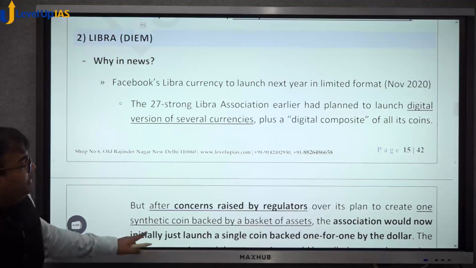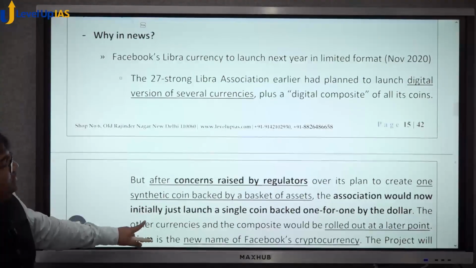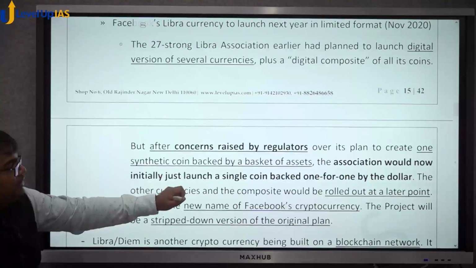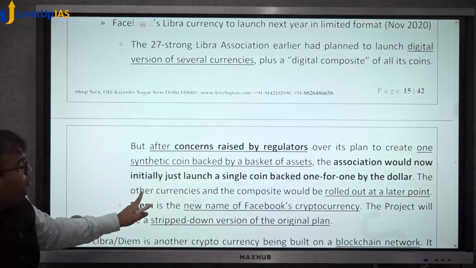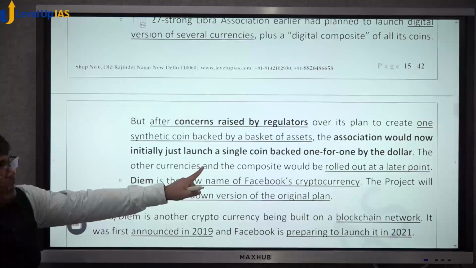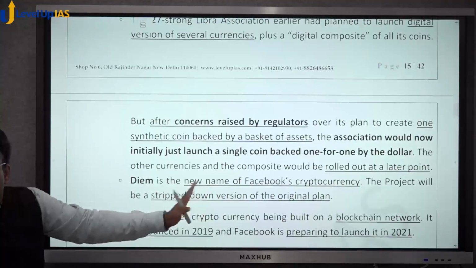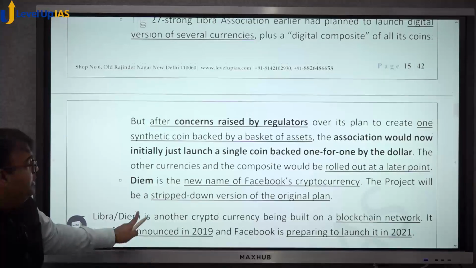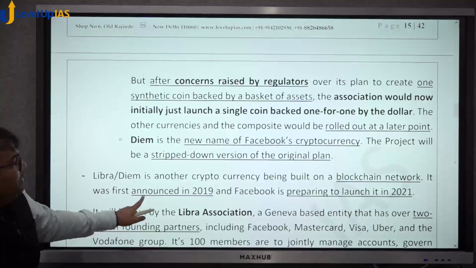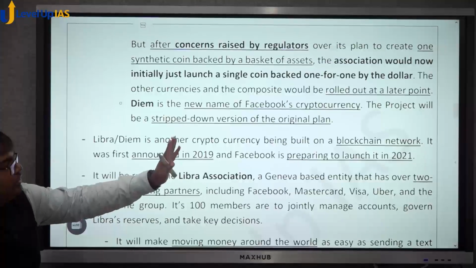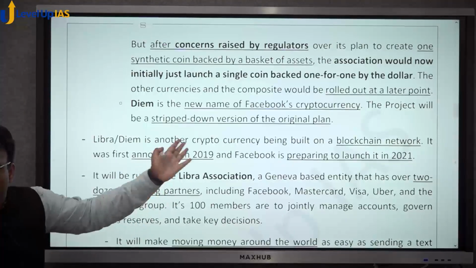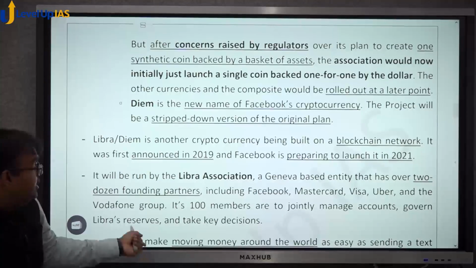So recently this was in the news for this purpose. After concerns raised by regulator over its plans to create one synthetic coin backed by a basket of assets, the association would now initially just launch a single coin backed one by one by the dollar. So initially they will launch a single dollar-backed coin. The other currencies and the composite would be rolled out at a later point. DIME is the new name of Facebook's cryptocurrency. The project will be a stripped down version of the original plan of Libra. So these things should be remembered for facts in prelims also.